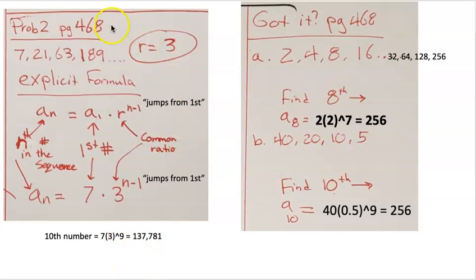Hey, what's up, students? Let's talk about problem number 2 on page 468. We have a 7, 21, 63, 189. Spoiler: the common ratio is 3.